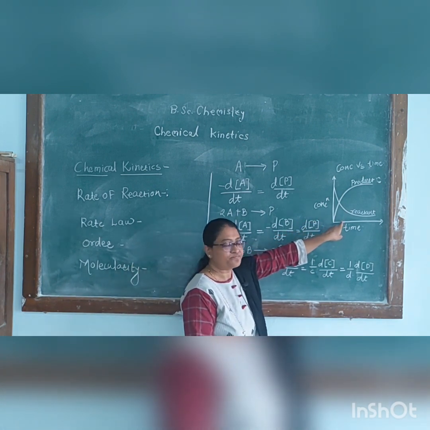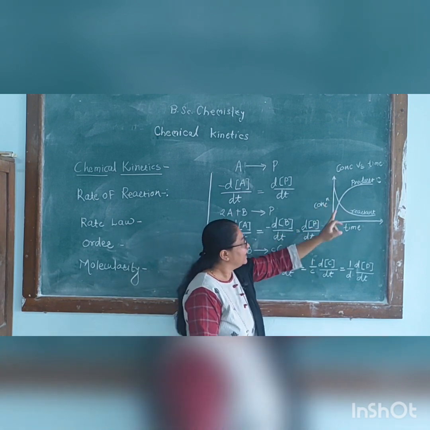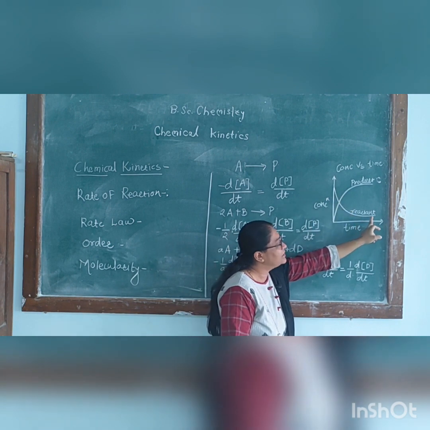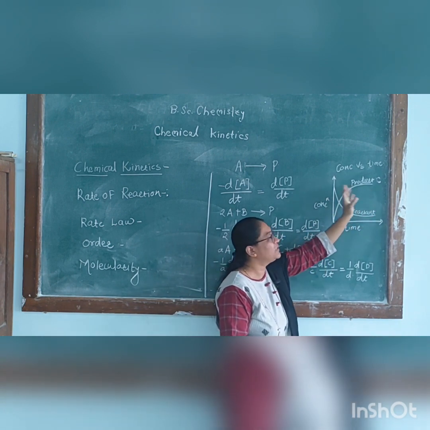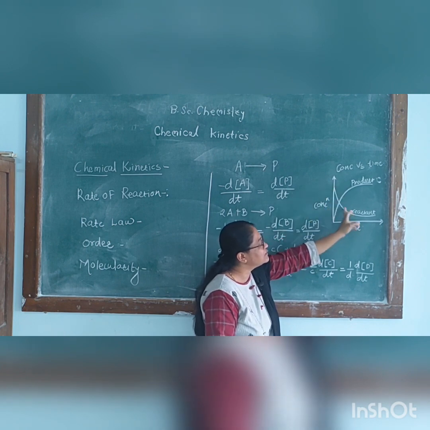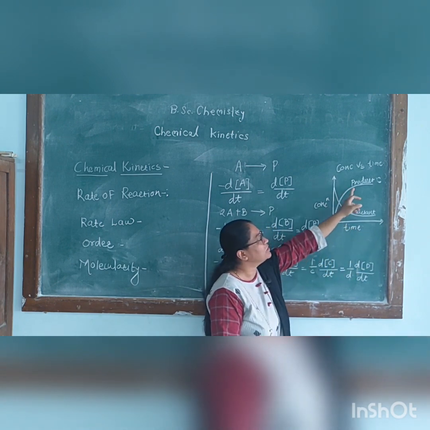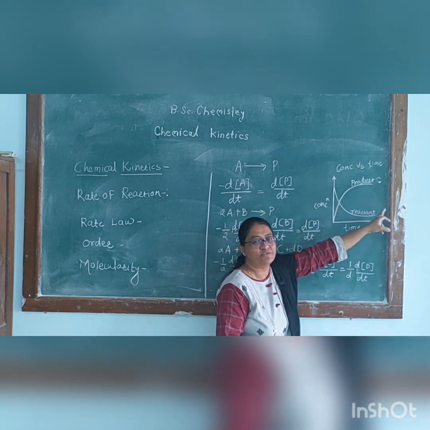Here is the graph. The graph is concentration versus time, and this is the graph for the reactant while this is the graph for the product. From the graph we can easily see that the concentration of the reactant decreases with time, while the concentration of the product increases with time.